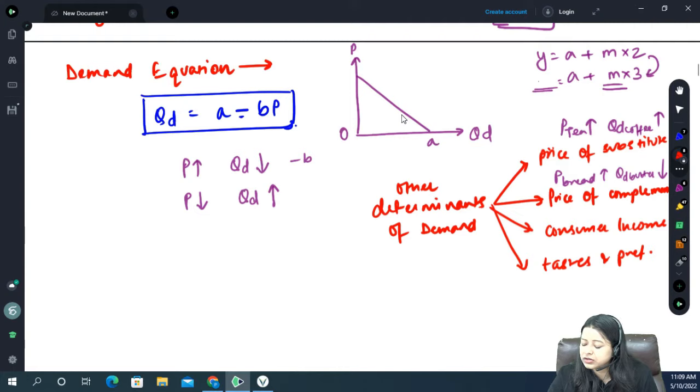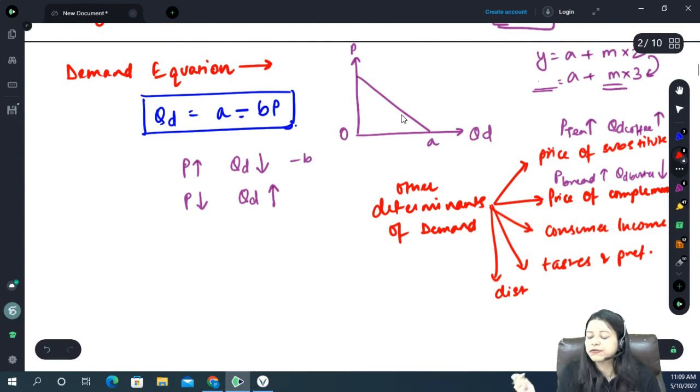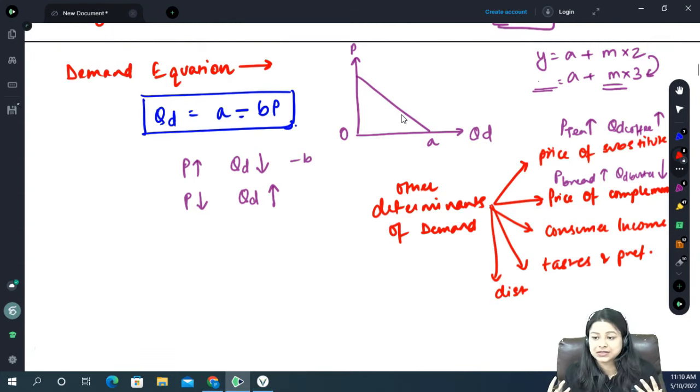Now these four are the basic top four determinants. Other determinants can be distribution of income. For example, in the US the distribution of income is actually great. If you see, there are some very wealthy people and a large number of not so rich people. In India also, the distribution of income is very important. That determines demand.